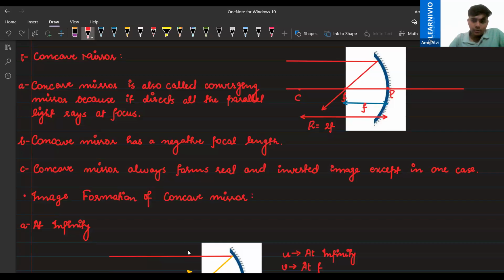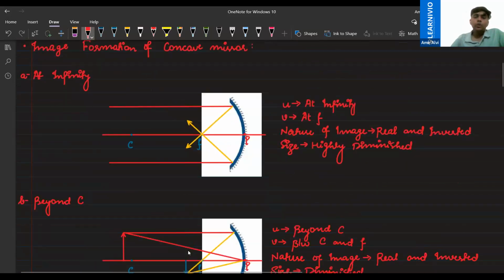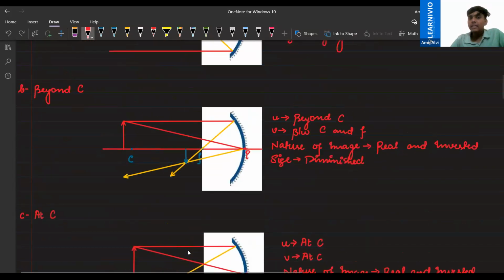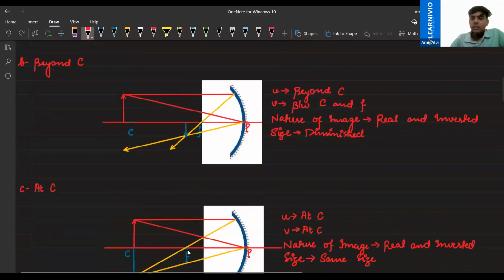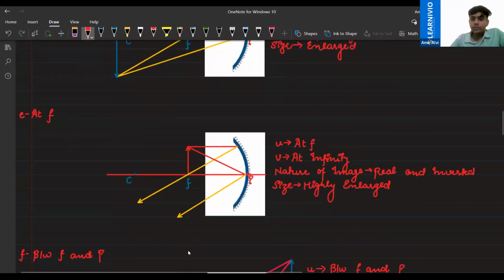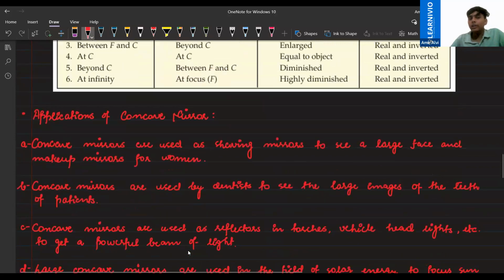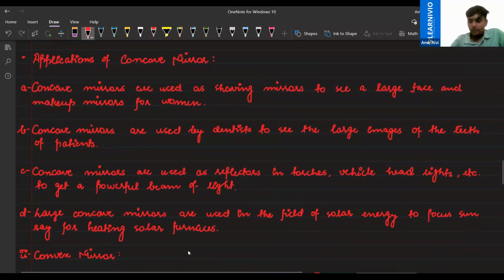So right now we don't have enough time. What I will do is explain these ray diagrams in the next class. Right now, I'll just explain the applications of the concave mirror, the theoretical portion, so that we can maximize this time. Okay, sir. So now, the applications of the concave mirror.